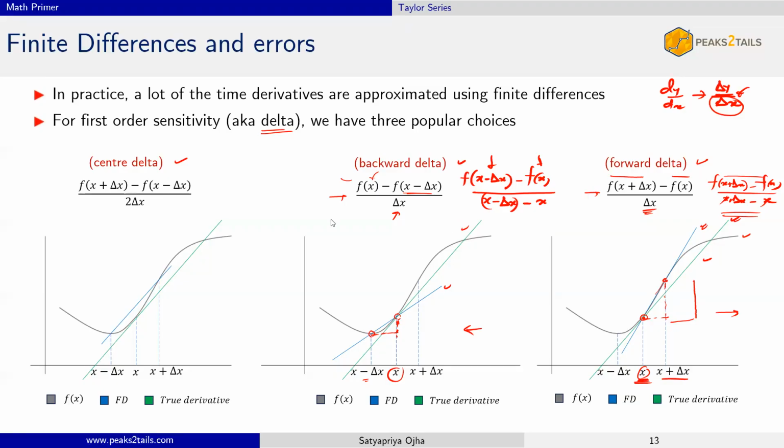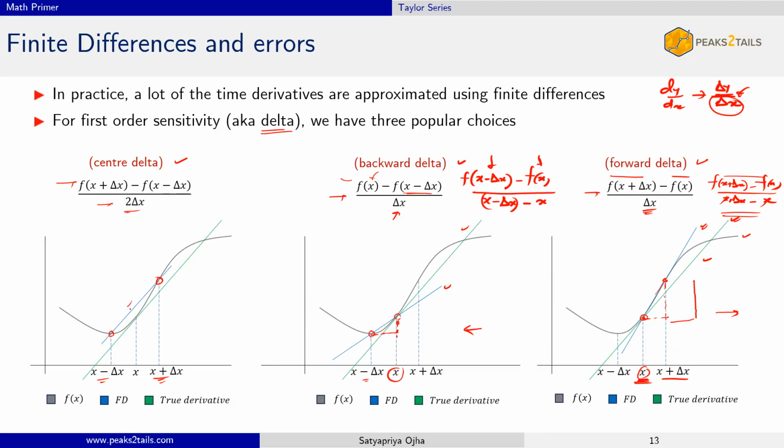And then we have something called center delta, which is combining both ideas. Take a forward step and take a backward step. Take the difference divided by the total change. So you can clearly see it combines two steps, right? So one point is here, x plus delta x, the value of the function is here. Another point is here, x minus delta x, the value of the function is here. And the total change in x is 2 delta x. That's why change in y by change in x. And that's this blue line.